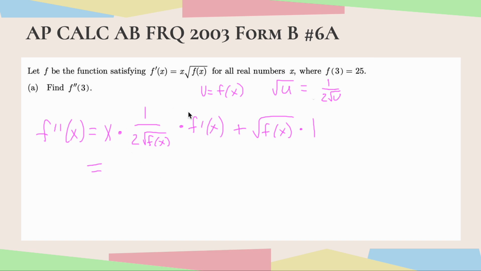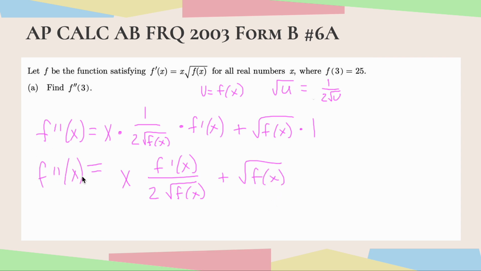Now, let me clean this up a bit. I'm going to rewrite this as x times f prime of x over 2 root f of x plus the square root of f of x. Now, this is my f double prime of x.